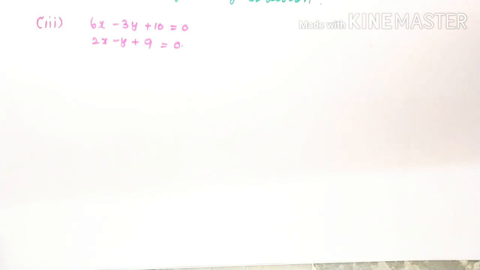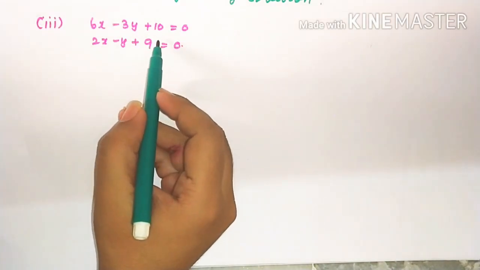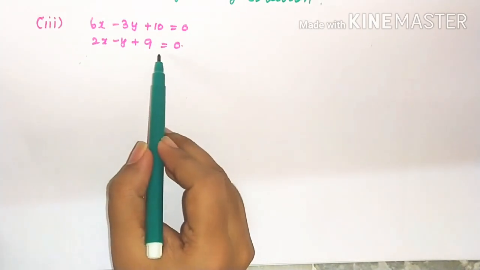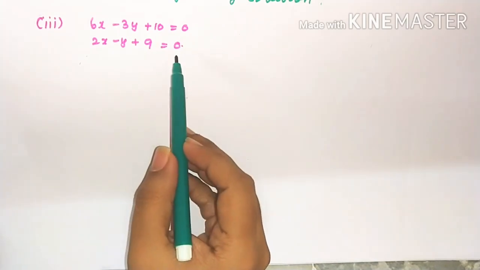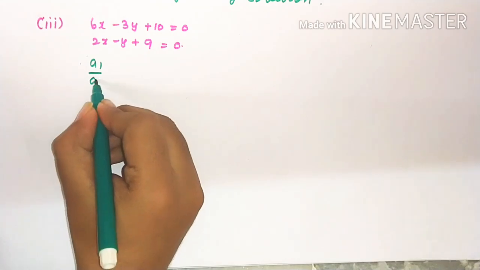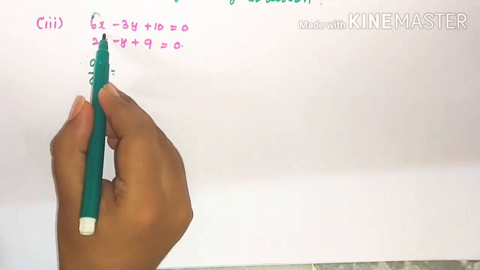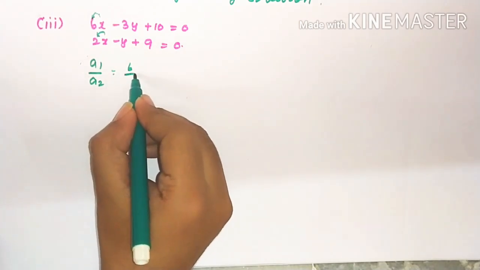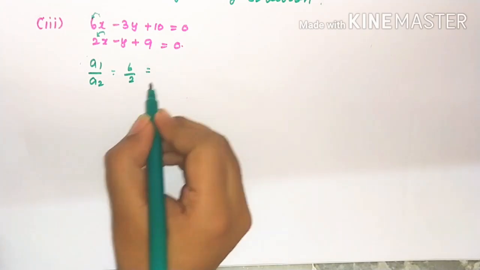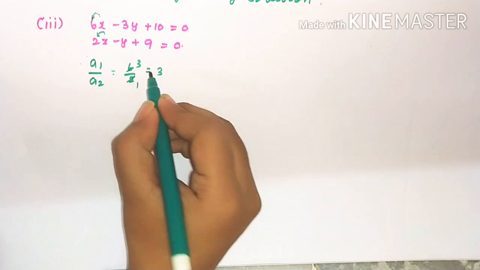Third question, the equations they have given are 6x minus 3y plus 10 equal to 0, 2x minus y plus 9 equal to 0. So we have to check the same condition. I am comparing the coefficients. a1 divided by a2 is the coefficient of x. Here the coefficient of x is 6, here is 2. So we can write 6 divided by 2. 6 by 2 we can write with cancellation. So 2 table 1 time, 3 times. So 3 by 1, we can write 3 itself.